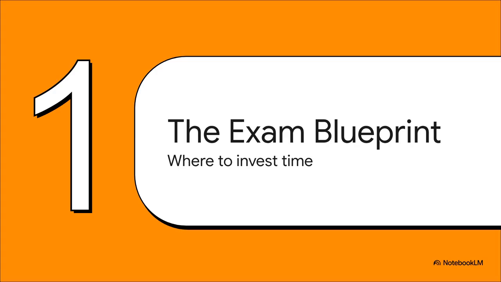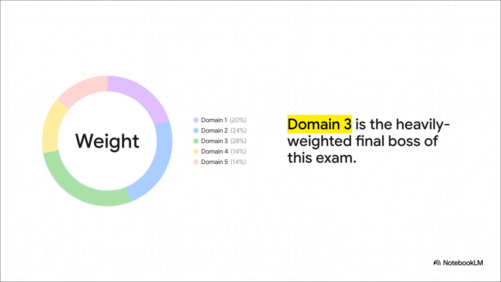The AIF C01 Exam Blueprint. Let's look at exactly where you need to be investing your study time. Okay, so there's a serious 80-20 rule in effect for your study plan here. If you look at this data, domains 2 and 3 make up a whopping 52% of the entire exam. I mean, that is literally more than half your score just sitting right there.